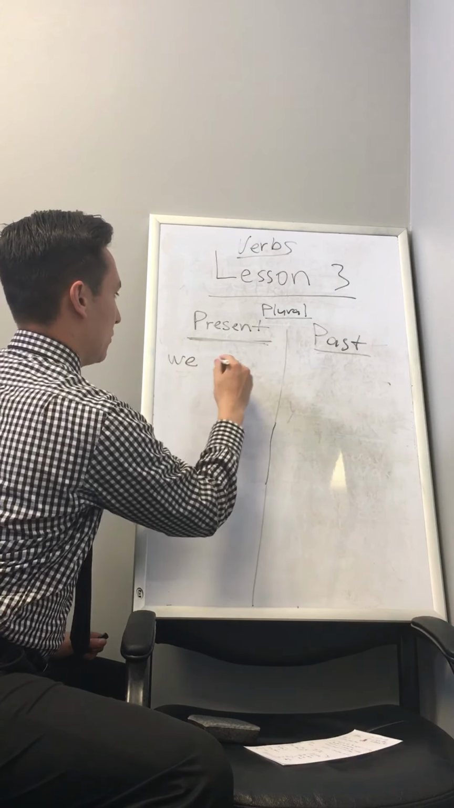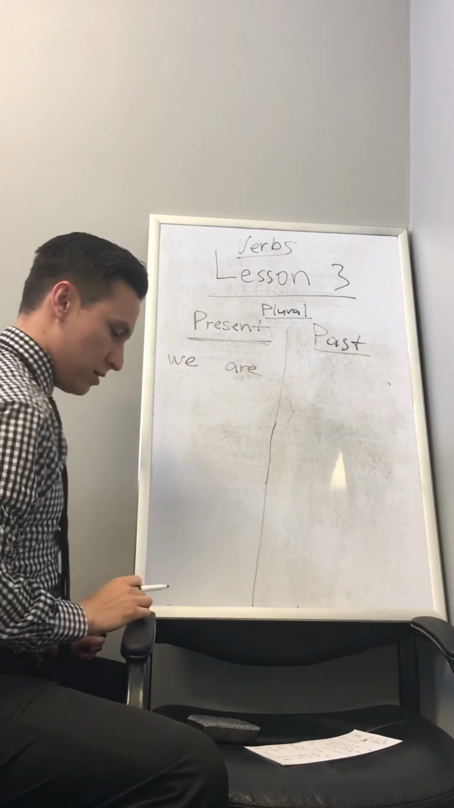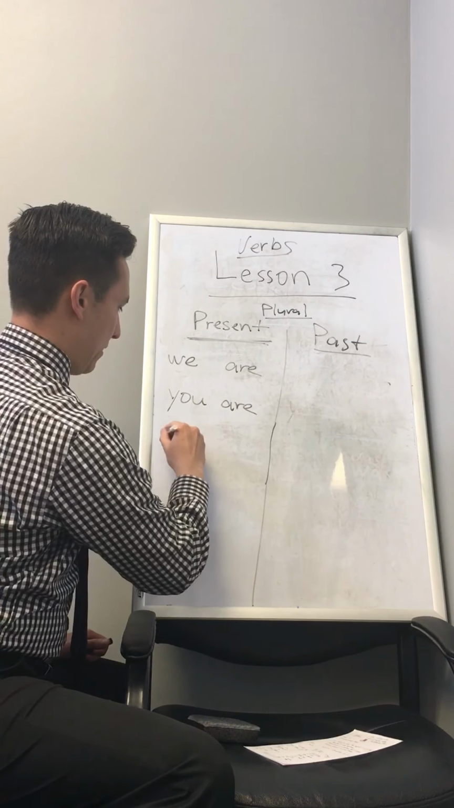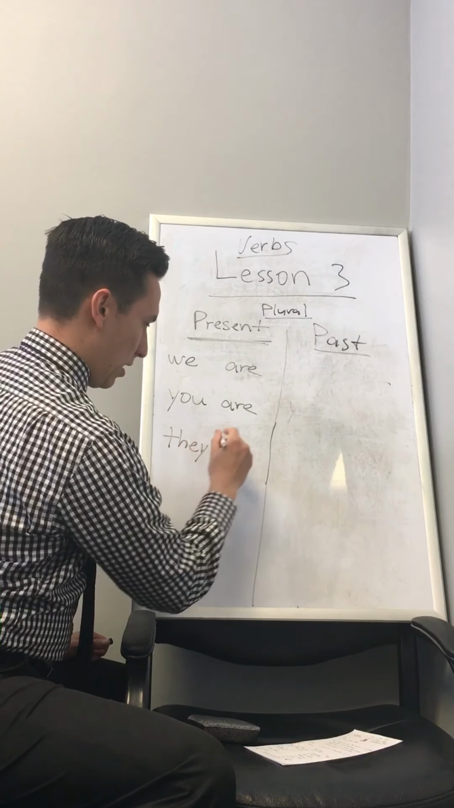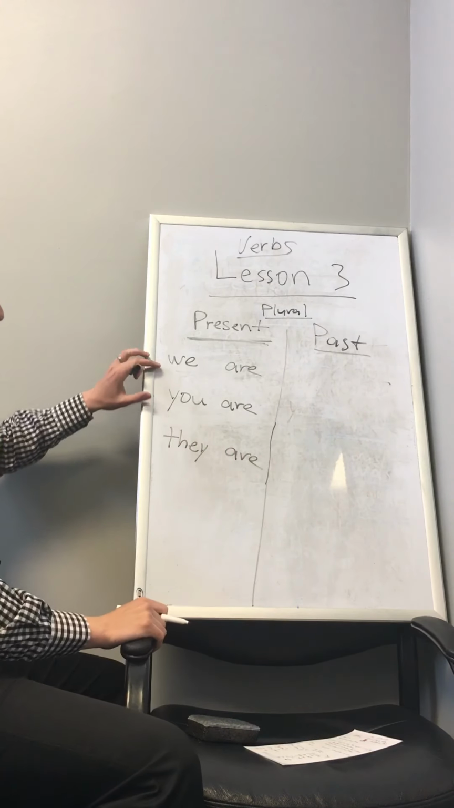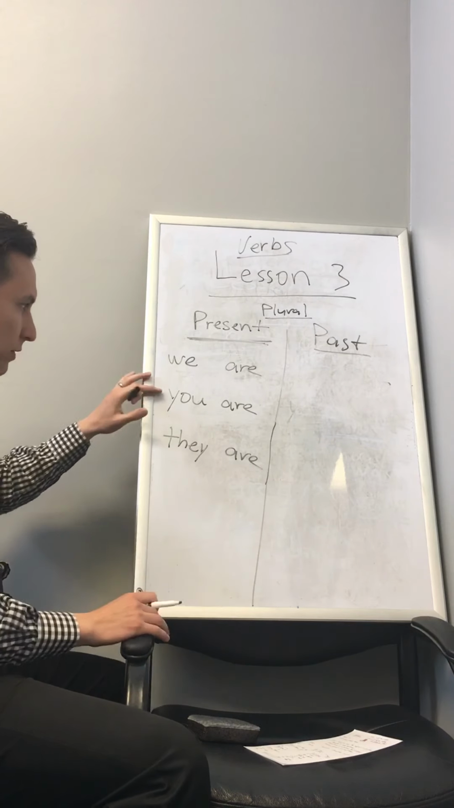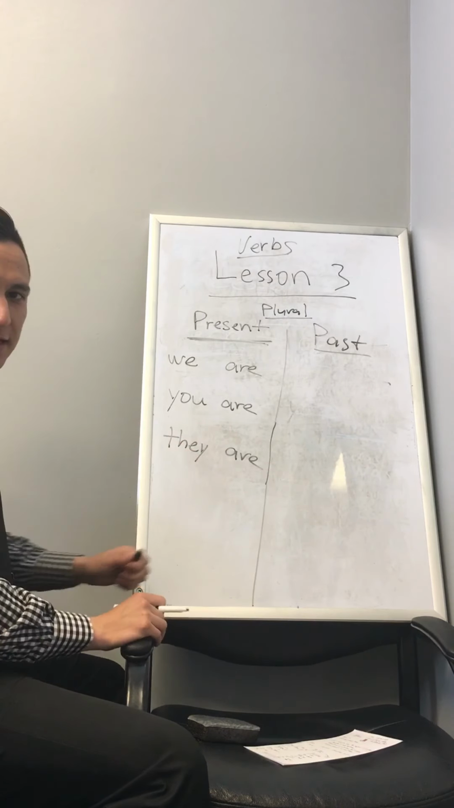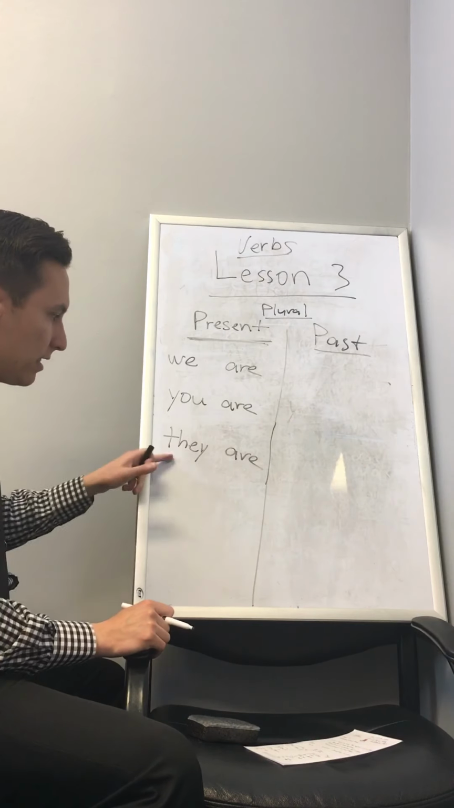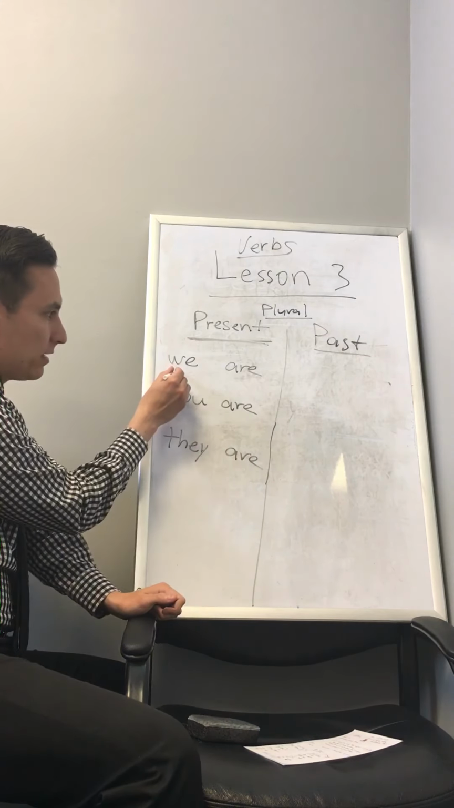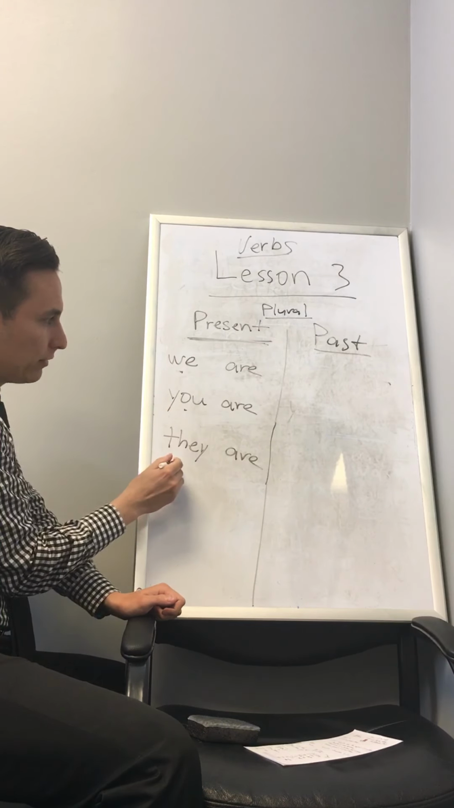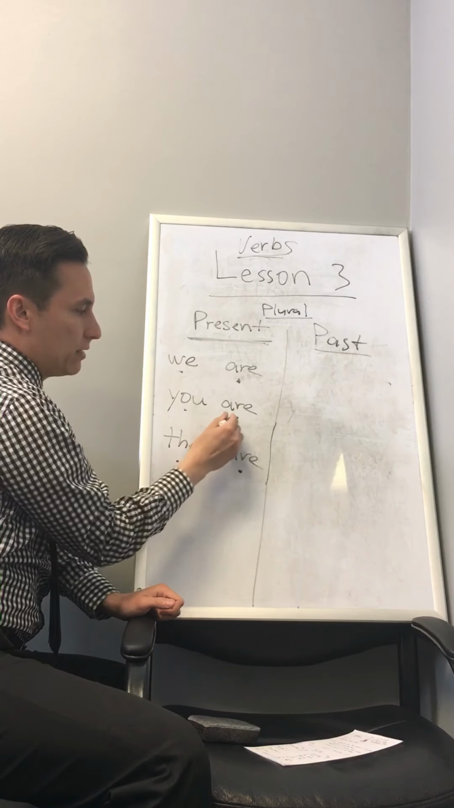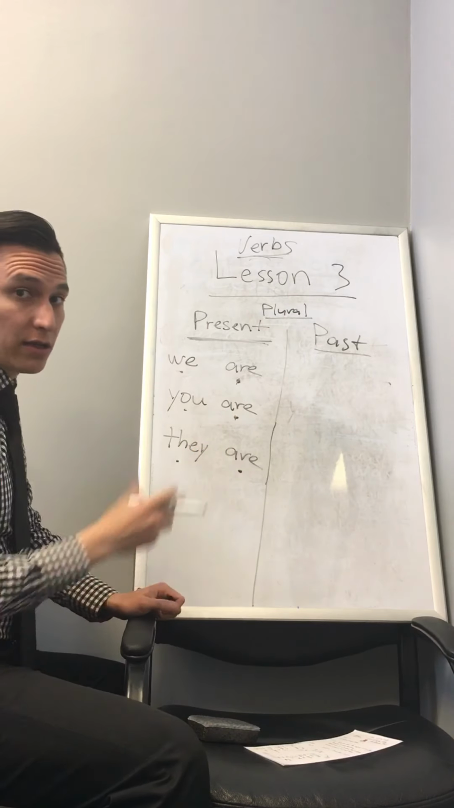In the present, we are, you are, they are. In the present, when you're talking about a group of people, we, nosotros, we, you, that's the tú form. They are, that's la forma ellos, they are. And if you remember, this is the pronoun, verb, right? Verb, para estar. These are verbs right here. The word are, that's a verb.